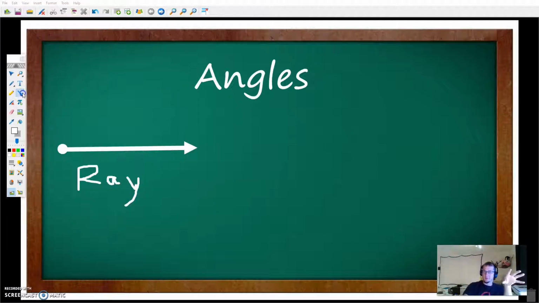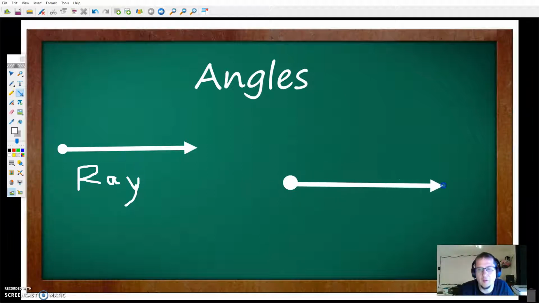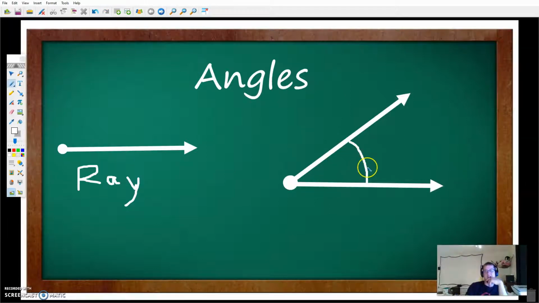So an angle then is formed when you have one endpoint. We'll draw one. Ooh, I need a bigger endpoint than that. One endpoint, and then connected to that one endpoint, there is not only one ray, but two. So I have now formed an angle. Now, when we talk about angles, we are talking about this space right in here. This is the angle.